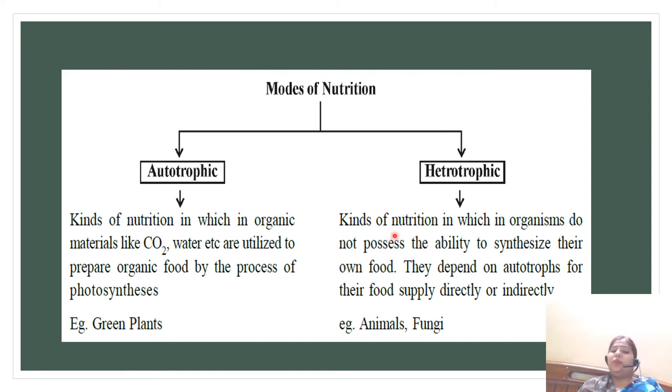Similarly, heterotrophic nutrition is the kind of nutrition in which organisms do not possess the ability to synthesize their own food. They depend on autotrophs or other animals for their food directly or indirectly. For example, animals, fungus and human beings also.